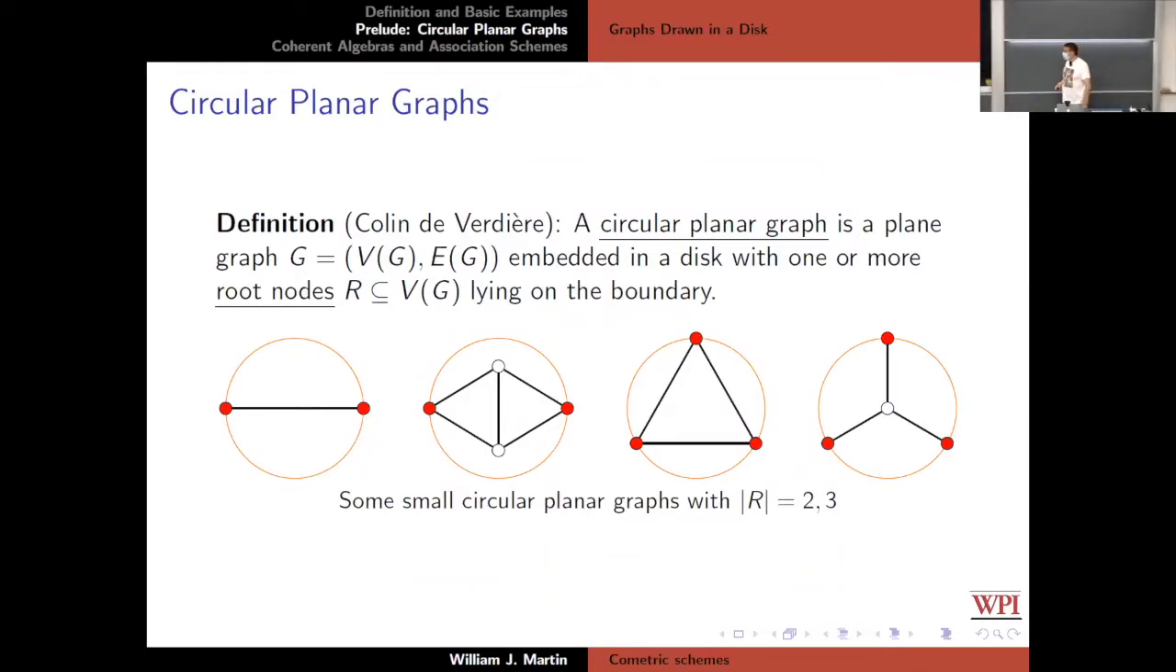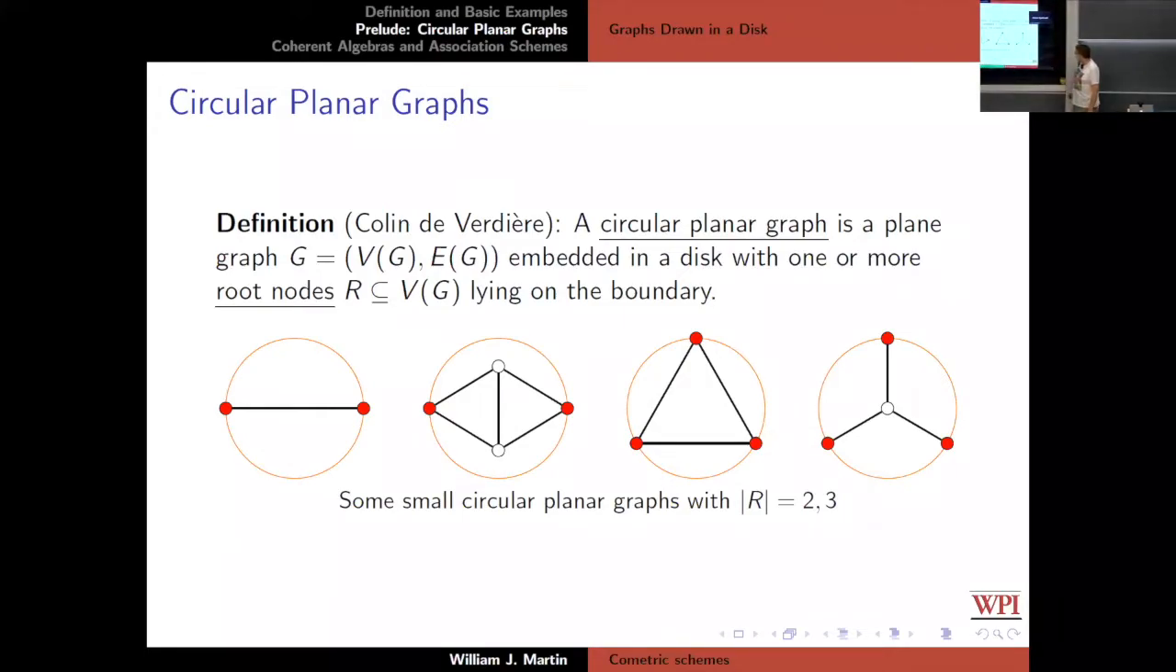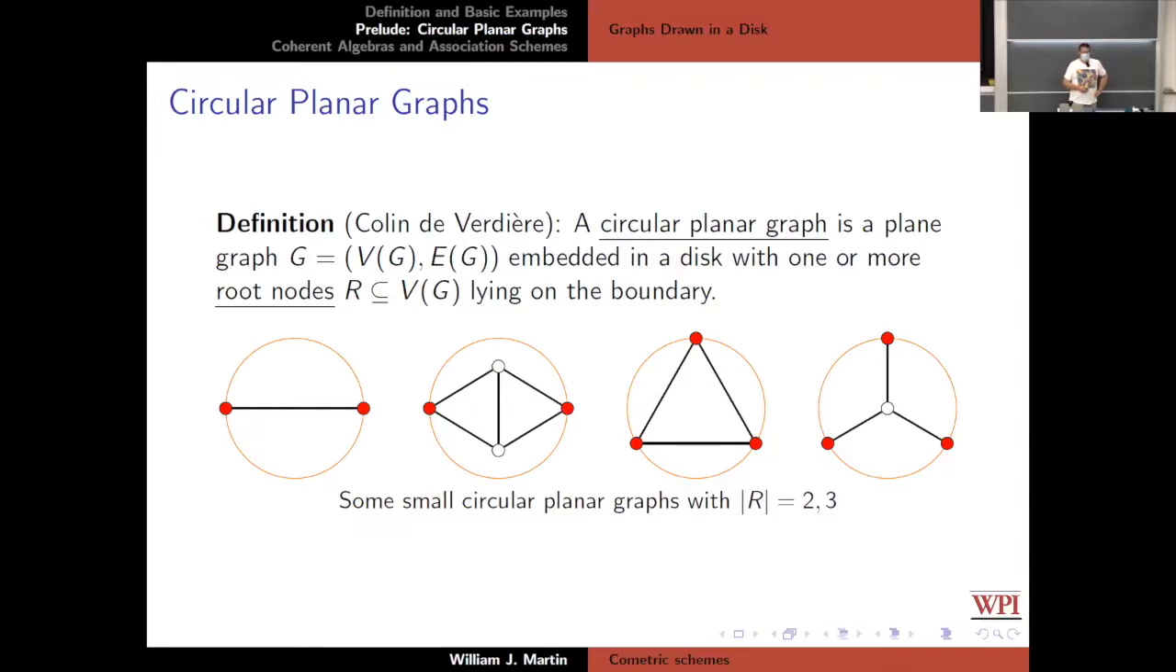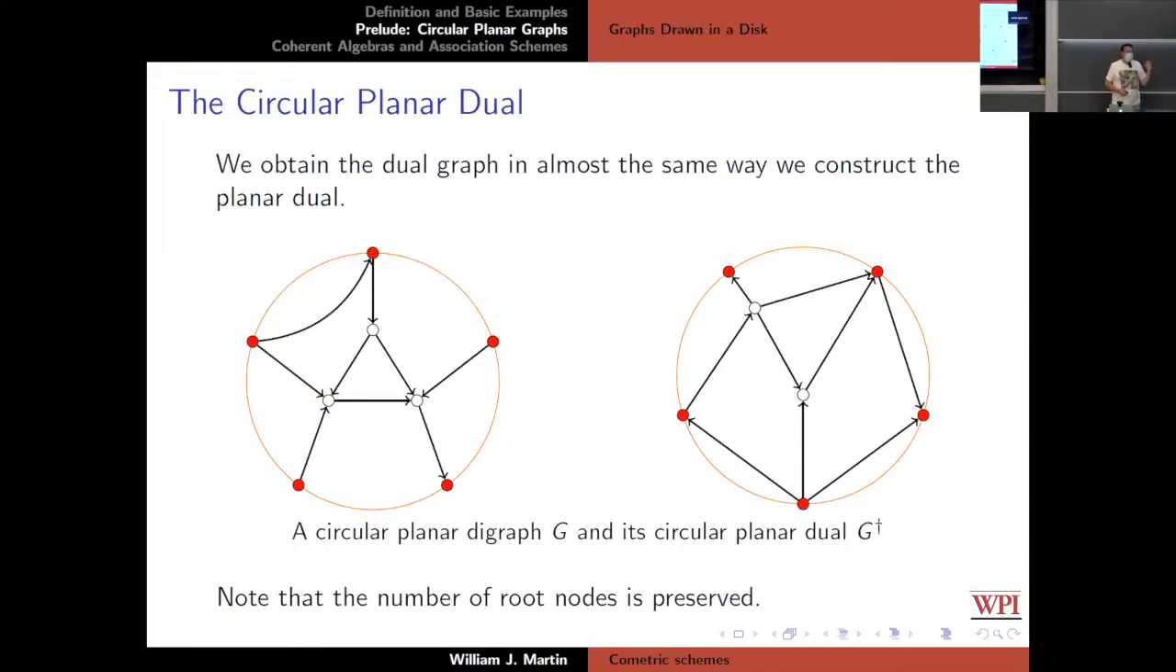So a graph is circular planar with a root set R if you can draw the graph inside a circle in the plane, with the root nodes on the boundary. Yves Colin de Verdière introduced circular planar graphs, and you'll see a connection between what I'm doing and these circular planar graphs almost immediately, right? So if you have a circular planar graph, let's say a circular planar digraph, you can compute its dual, and the dual is a little bit different from the planar dual.